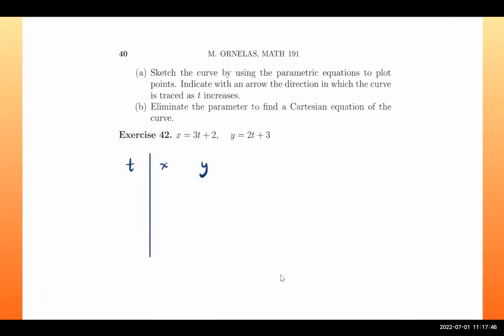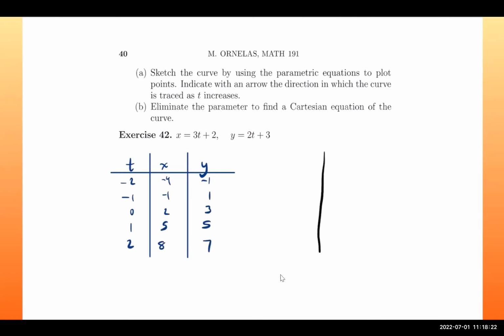So we need to create a table: t, x, and y. And t can take on any values. So I'm going to choose some negative values. I'll choose -2, -1, 0, 1, 2. And if you plug in these t values into the x and y functions, you're going to get the following values. You'll get -4, -1. You'll get -1, 1. You'll get 2, 3. You'll get 5, 5. And you'll get 8, 7.